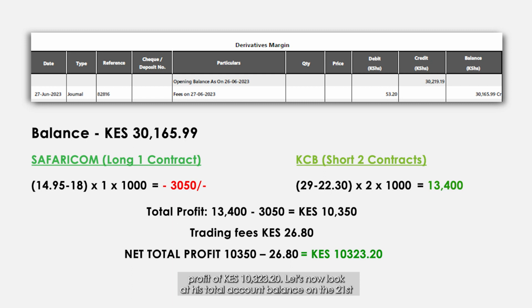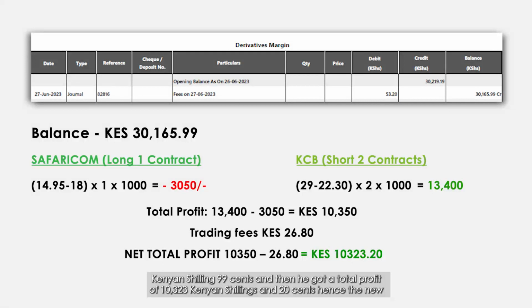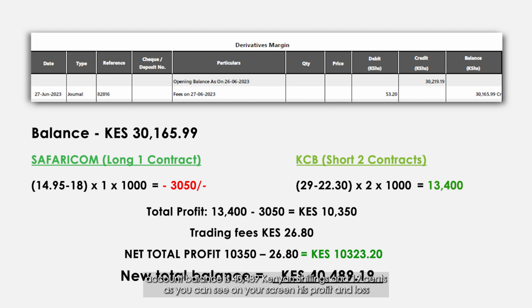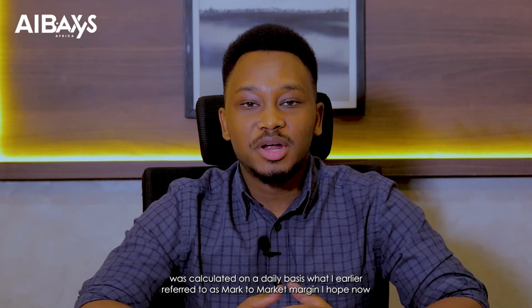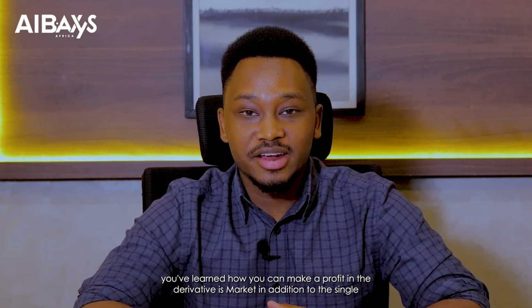Let's now look at his total account balance on the 21st of September 2023 after the expiry of the contracts. Remember, his initial account balance was 30,165 Kenyan shillings and 99 cents, and then he got a total profit of 10,323 Kenyan shillings and 20 cents. Hence, the new account balance is 40,489 Kenyan shillings and 19 cents. As you can see on your screen, his profit and loss was calculated on a daily basis, what I earlier referred to as mark-to-market margin. I hope now you've learned how you can make a profit in the derivatives market.